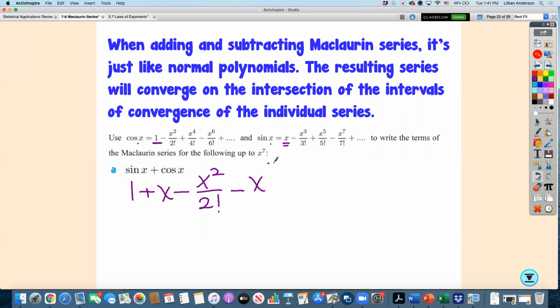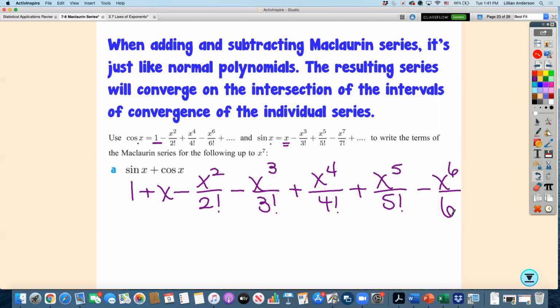We continue to add the terms that are alike. So that's going to be a minus x to the 3rd over 3 factorial, and x to the 4th over 4 factorial, and x to the 5th over 5 factorial, a minus x to the 6th over 6 factorial, and lastly, an x to the 7th over 7 factorial. Of course, this is a series, so we continue to write out the plus, so on and so forth, but I have successfully added my sine x and cosine x Maclaurin series.